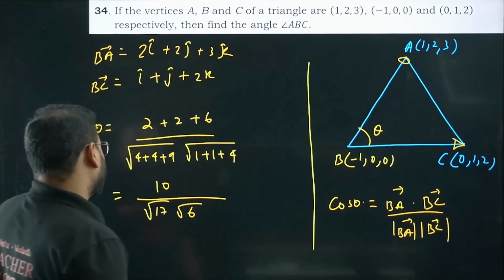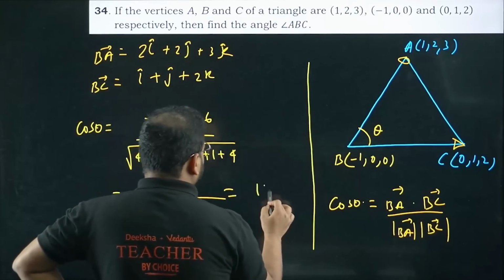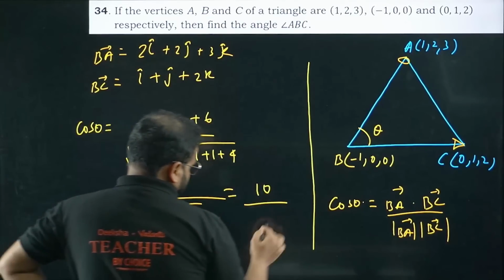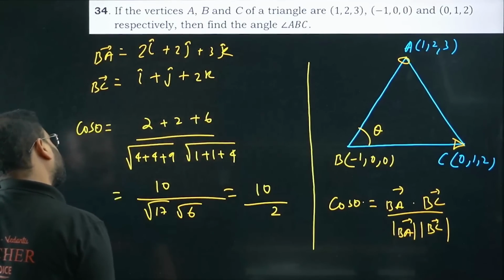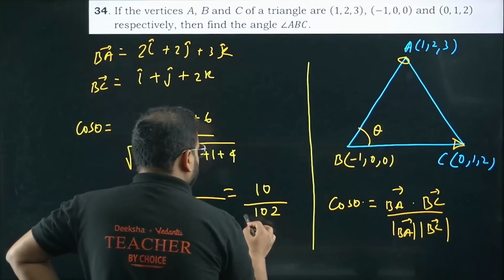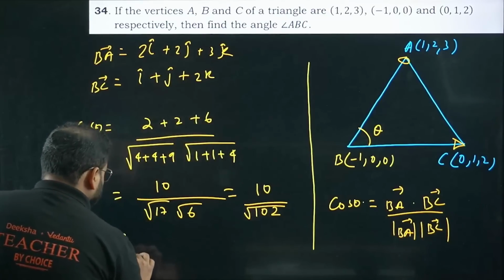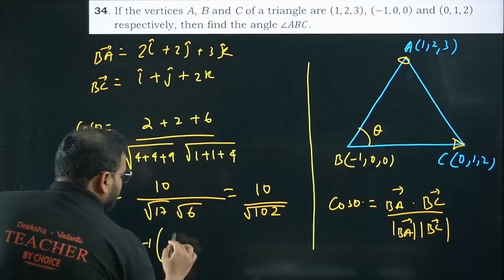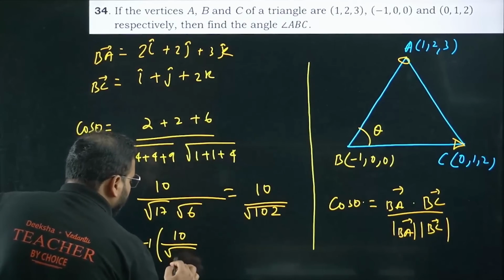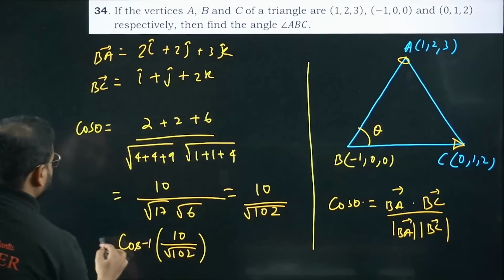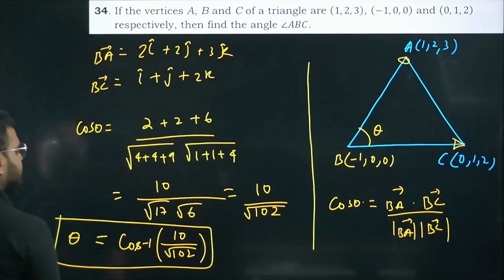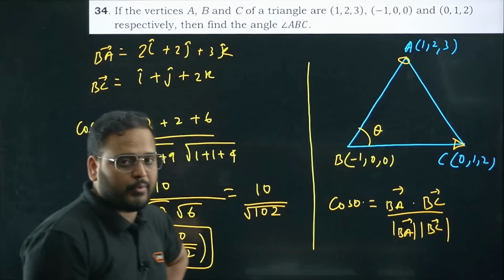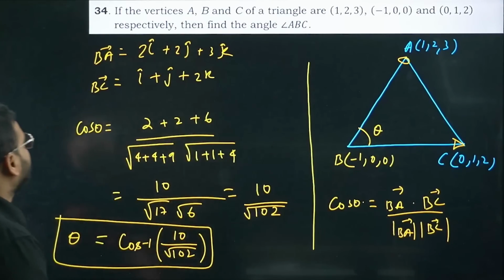The answer is going to be 10 upon root of 17 times 6. 7 6 is 42, carry 4, 6 1 is 6 plus 4 is 10, so 102. So your value will become cos inverse of 10 upon root of 102. This is nothing but the value of theta. Please check. This is done. Good question, very good question, 3 marker worth it. Let's move on to the next question.